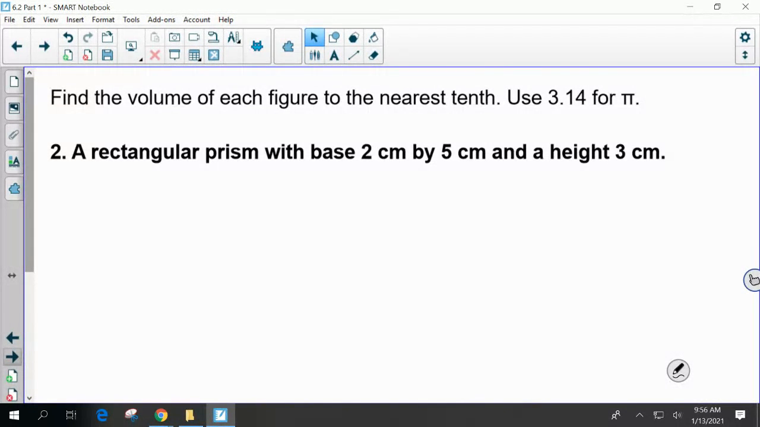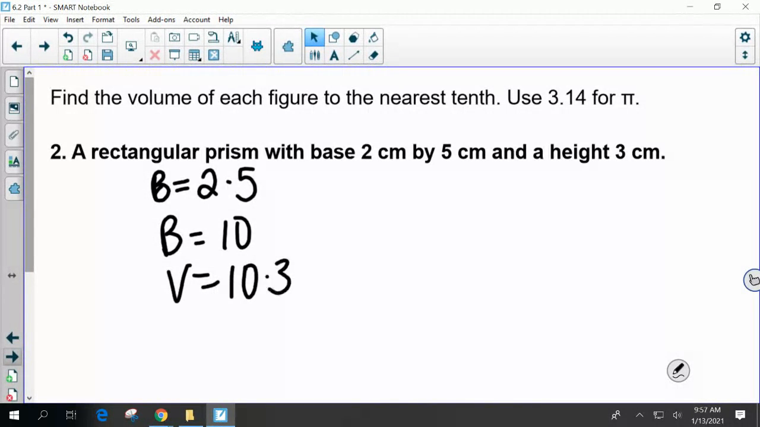Okay. So another rectangular prism with a base of 2 by 5 and a height of 3. So capital B is length times width. So 2 times 5. So again, capital B is 10. Times 3. So my volume is 10 times 3. So my volume is 30 centimeters cubed.